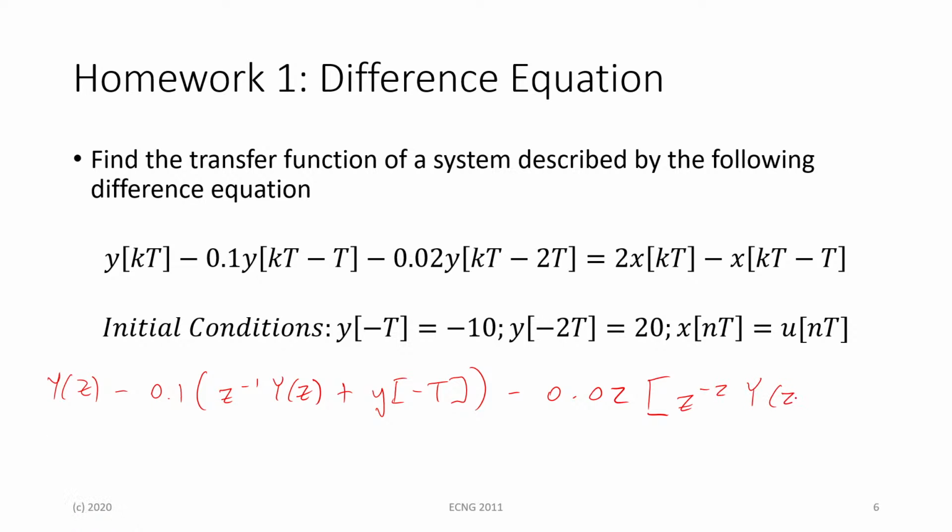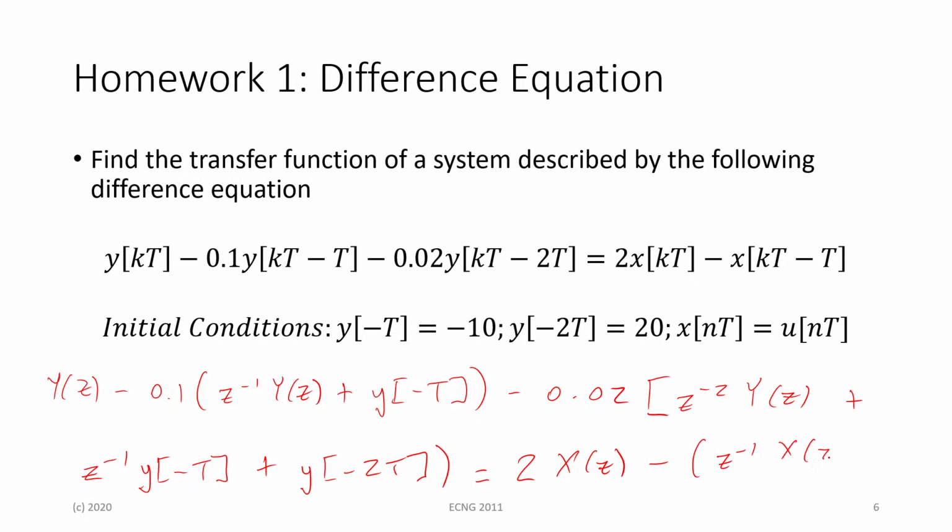z^-2 Y(z) plus z^-1 y(-T) plus y(-2T), being equal to 2 X(z) minus, I made this a minus here, in brackets, z^-1 X(z) plus x(-T). So we close our bracket there.